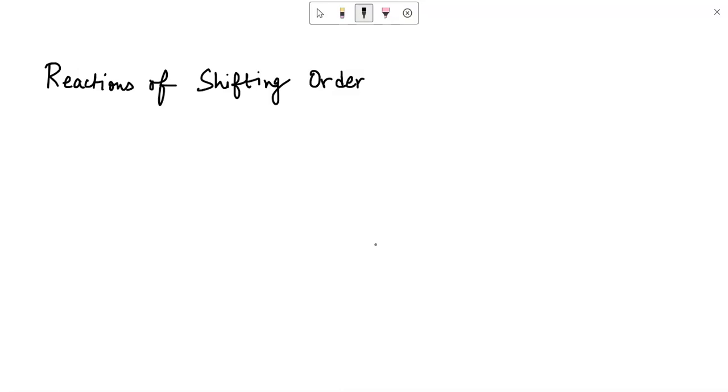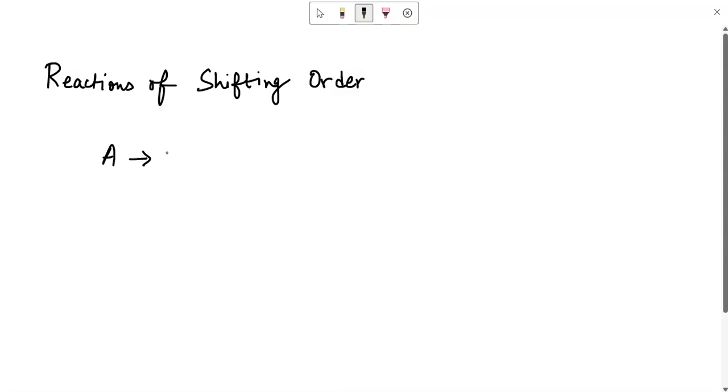Especially it happens when there is a change in concentrations. From a higher range of concentration, it agrees with one reaction order, but as soon as it shifts to the lower concentration region, it agrees with a different reaction order. So that is what you call reactions of shifting order. Now let us consider one reaction.